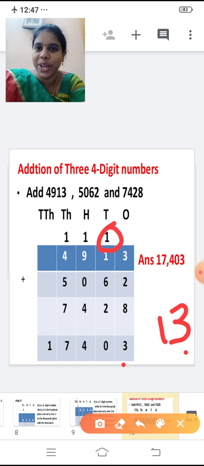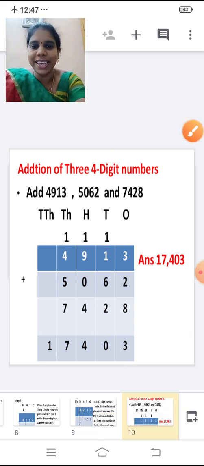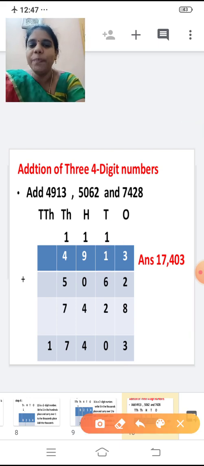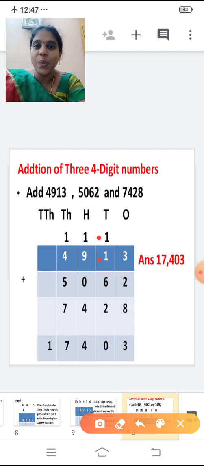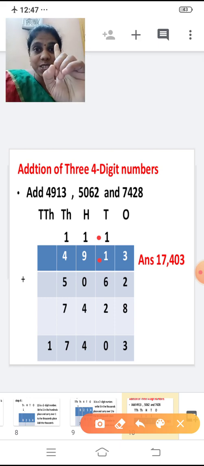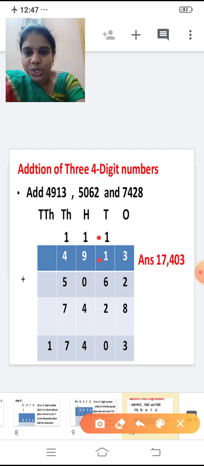Now what you have to do now? Now we are going to add the tens place. Shall we add now? The carry forward is also there. Don't forget to add it. 1 plus 1. 1 in the mind, 1 in the finger. 1 plus 1, 2. So now 2.